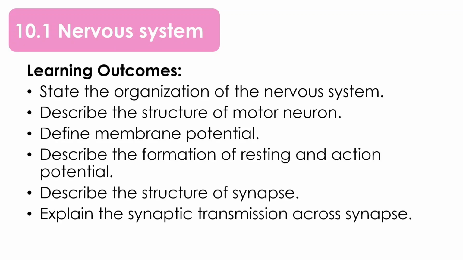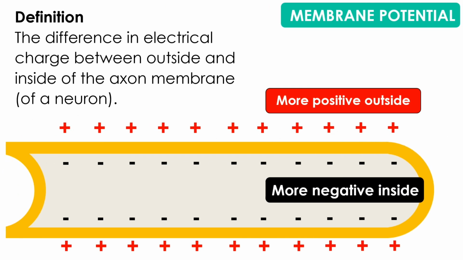In this video, we'll discuss the concept of membrane potential. Membrane potential is the difference in electrical charge between the outside and the inside of the axon membrane. In this example, the difference in the electrical charge refers to the outside of the axon having more positive charge compared to the inside of the axon.